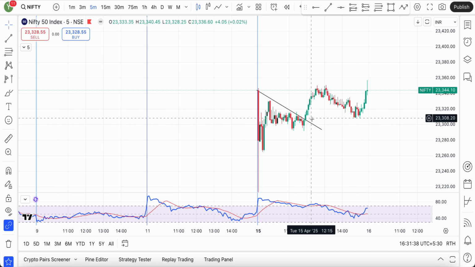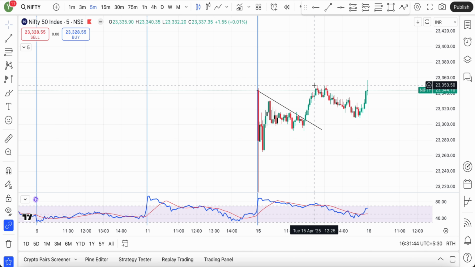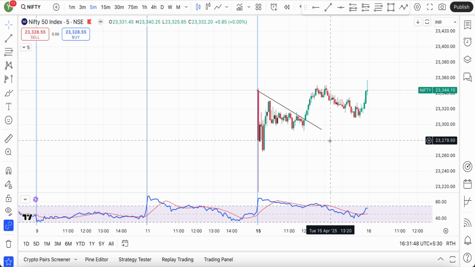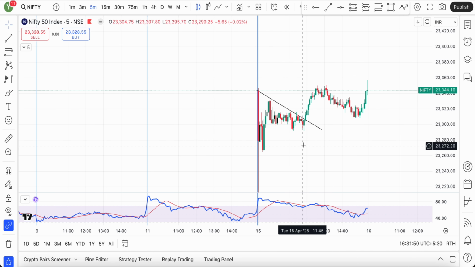On the spot chart, you would still be able to see such a good move that prices moved from almost 23,300 to 350, a 50-point move. But you would have hardly got a 10, 12-point move in the premium options.